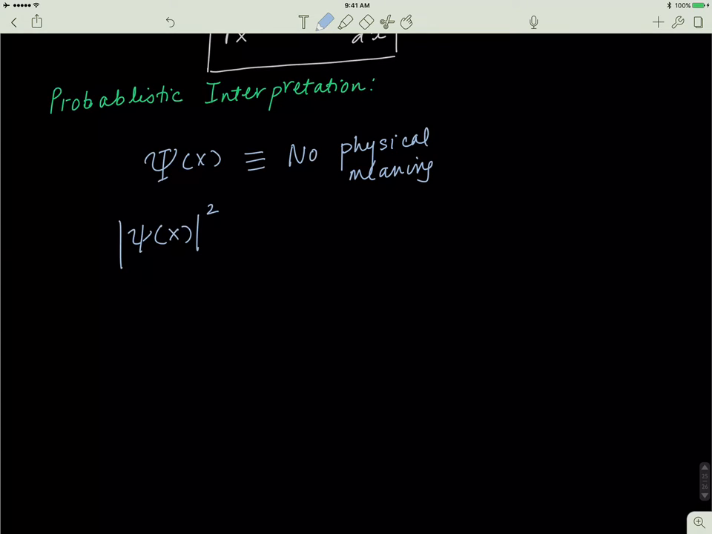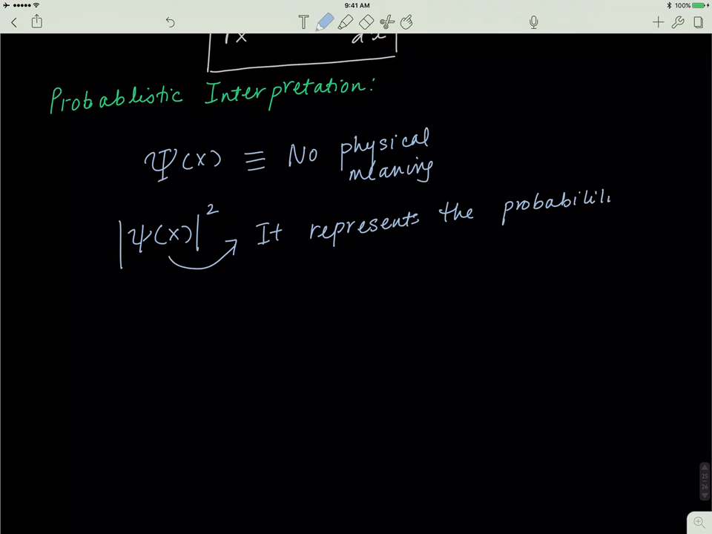And what does psi x squared represent? It represents the probability density of finding an electron. Okay, so it just gives you the density of finding an electron somewhere in space.